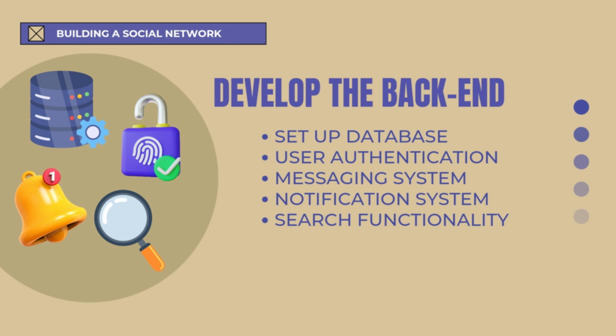And in user authentication, we need to implement secure user registration and login using hashing techniques for passwords. With our messaging system, we need to implement a private messaging system, possibly using WebSockets for real-time communication. And for our notification system, we need to implement push notifications or in-app notifications for user activities like new messages, friend requests, and content updates.